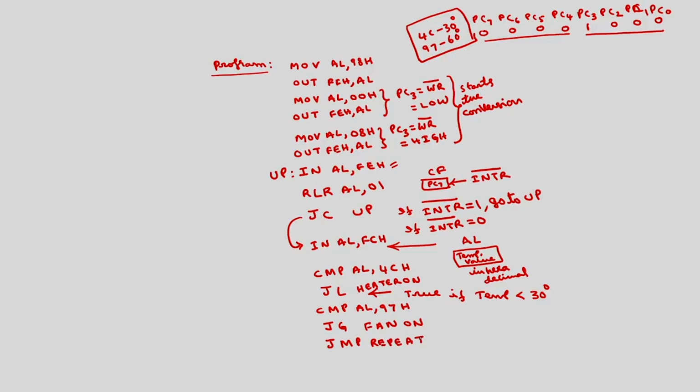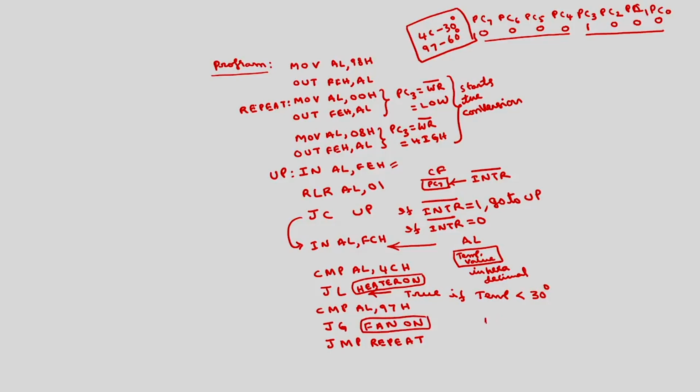So, where should this repeat be? Again starting from this repeat. You have to continuously monitor again, start the conversion, then check the end of conversion, and the same process repeats. So, at heater on you have to write some program, and at fan on you have to write some program.